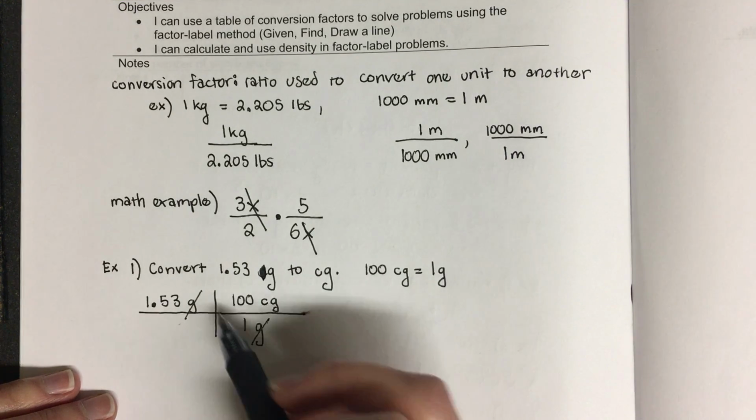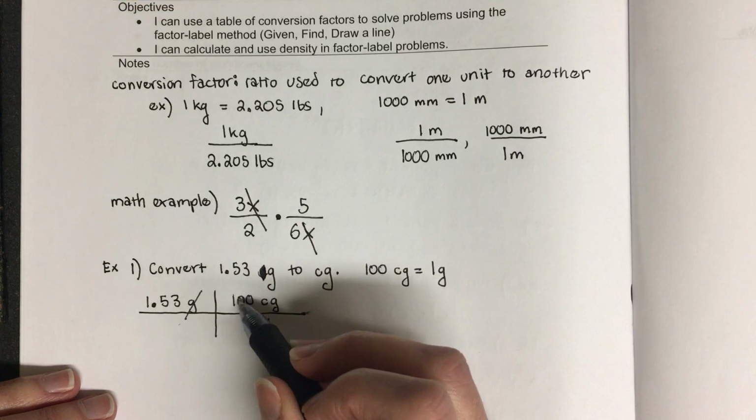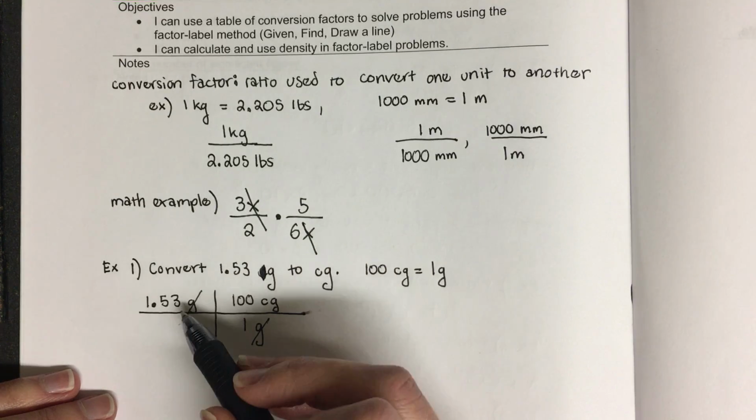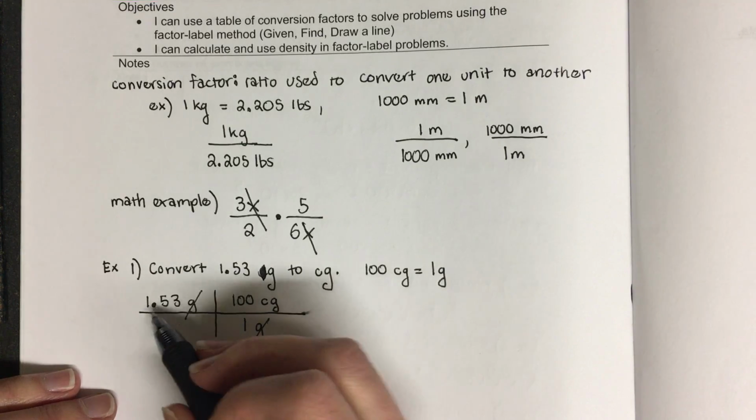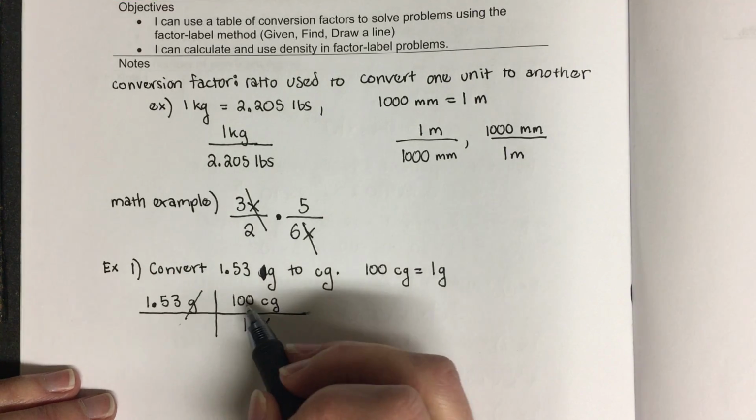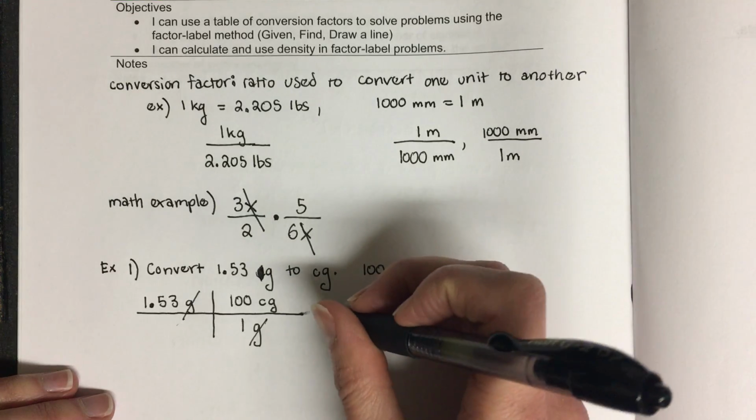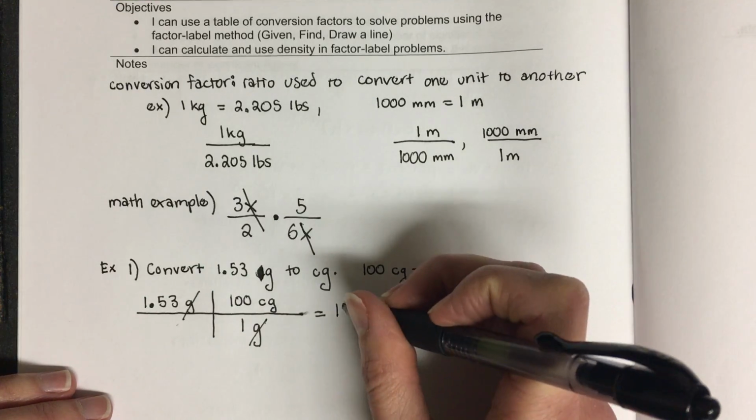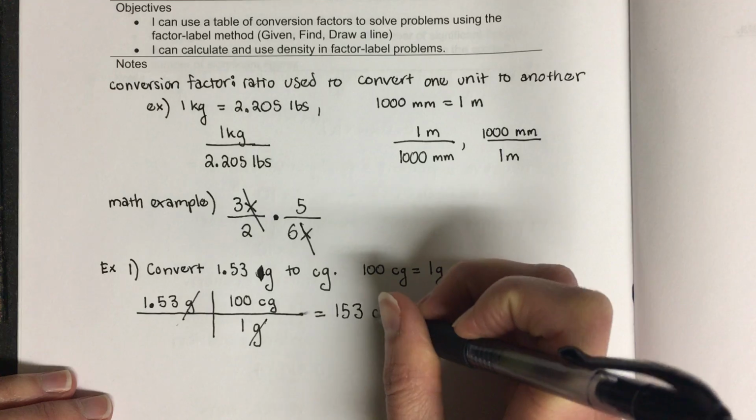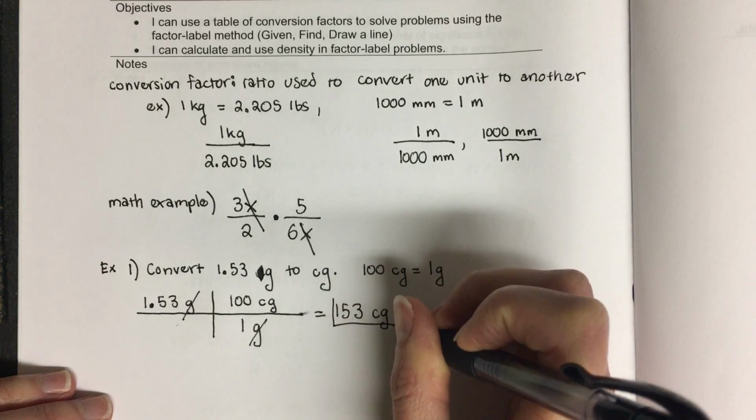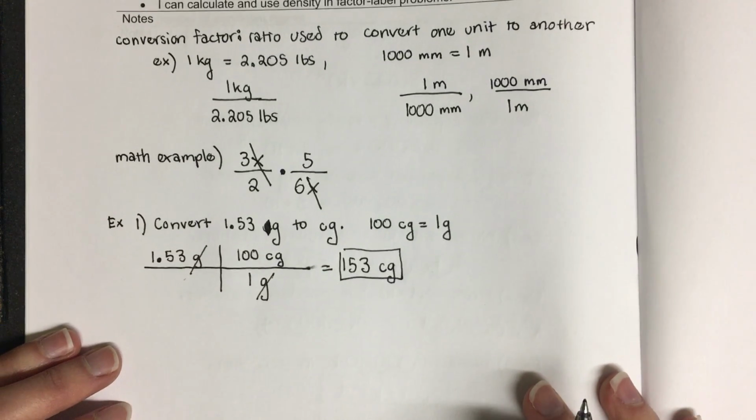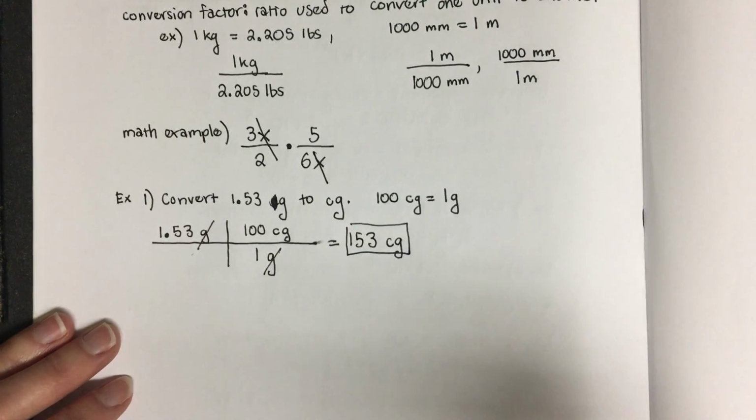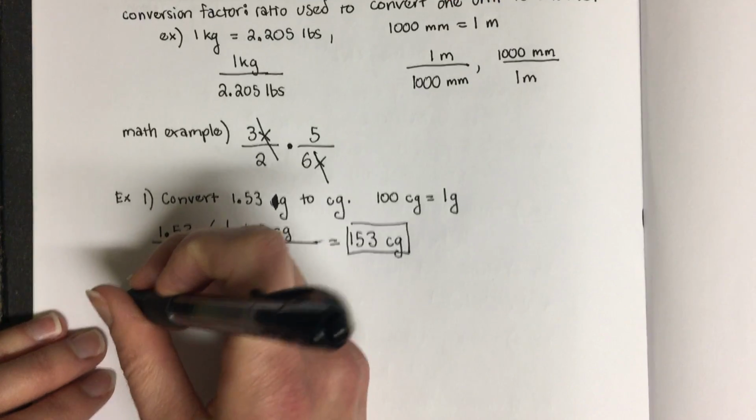So grams are gone. Between these, this bar right here, these two numbers need to be multiplied. So what we need to do is do 1.53 times 100, which would be 153, and that is our answer in centigrams. Okay, so that is how we use conversion factors to change units. Let's do another example.